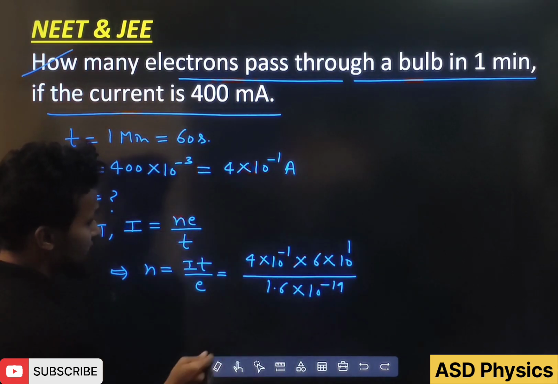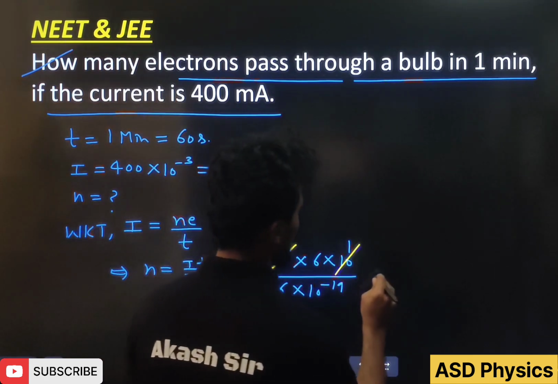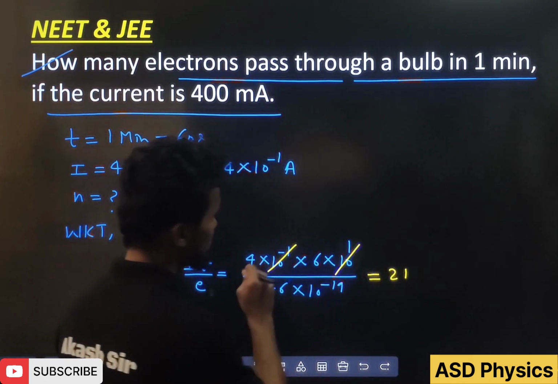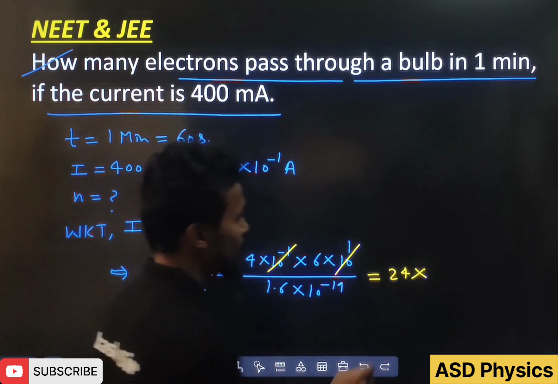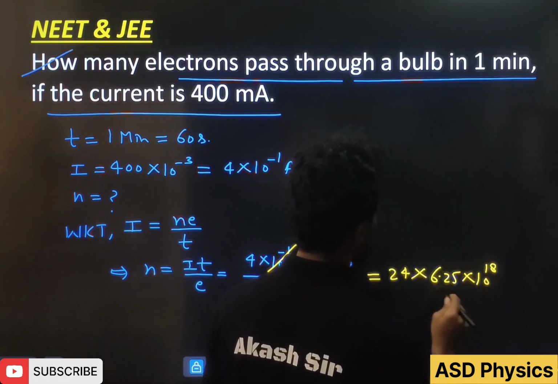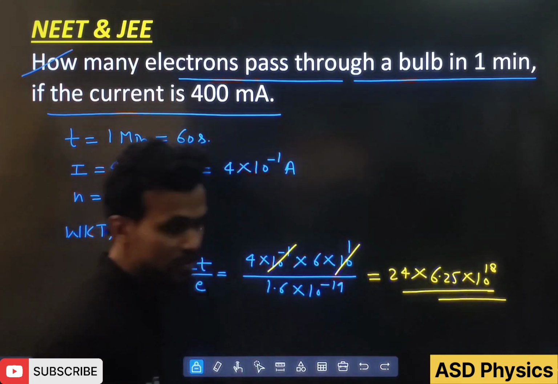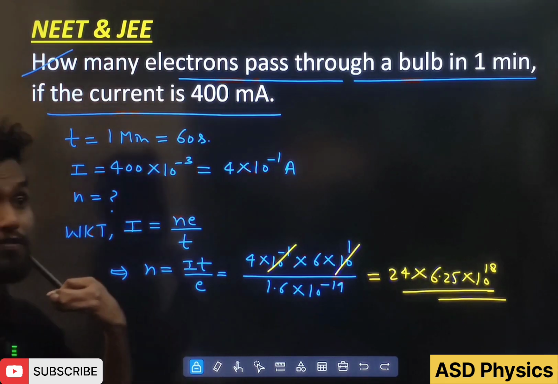Okay, so what will happen, students? Here see this one and this one cancel, so we can write here 6 into 4, 24. And you know very well, 1 by 1.6 into 10 to the power minus 19 means, even I remember, 6.25 into 10 to the power 18. Okay, you can simplify it and you will get how many electrons will pass, because this data you used to remember, because we know very well in 1 coulomb negative charge there are 6.25 into 10 to the power 18 excess electrons.